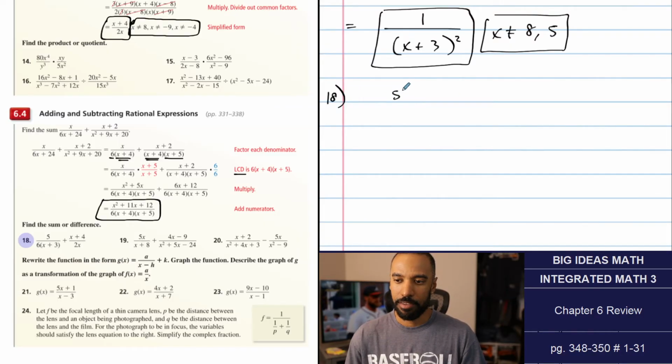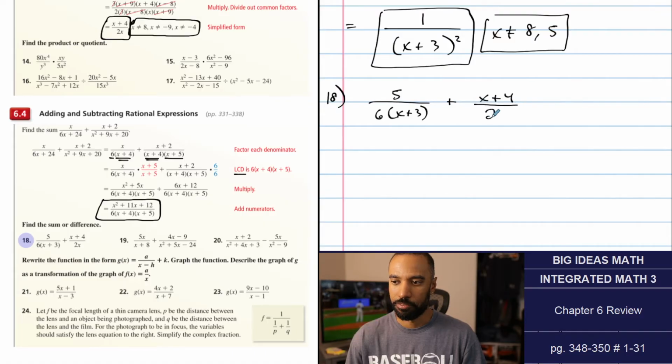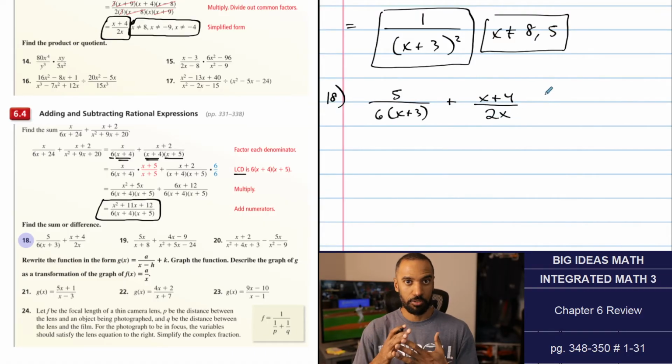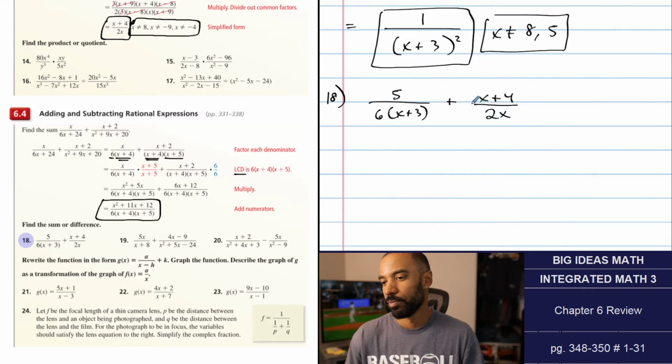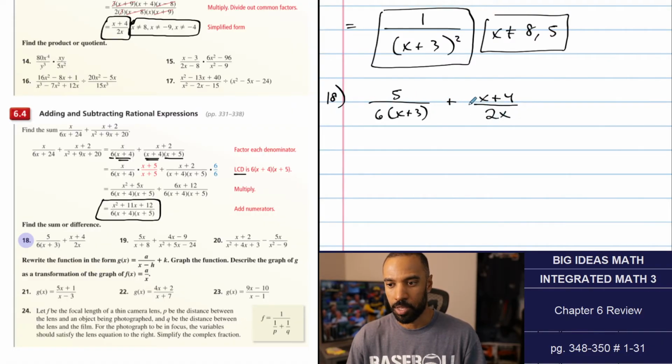We have 5 over, and this is already factored here, 6 times x plus 3, plus x plus 4 over 2x. Our goal of finding the sum or difference is writing this as a single fraction, which means getting a common denominator. If you notice here, nothing's really the same. There's sort of something the same, though. This has a 6, this has a 2. So I don't need to multiply by a full 6 here to match. I just need to multiply by a 3 to match here on top and bottom.